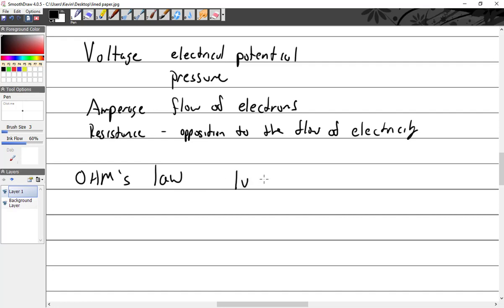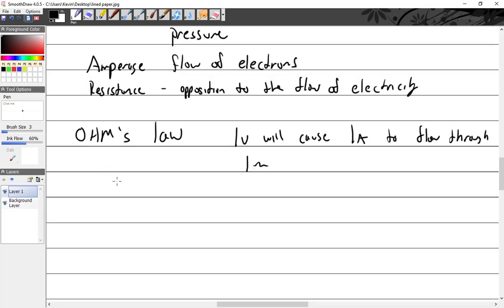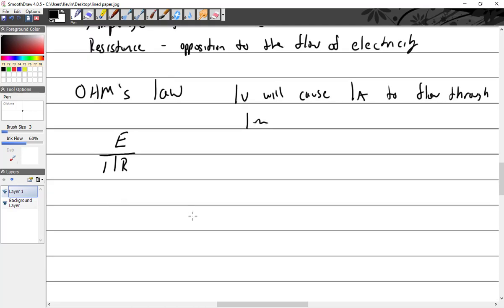One volt will cause 1 amp to flow through 1 ohm. And that can be expressed as the expression E, I, and R. We're going to cover that a little bit more. Then we have Kirchhoff's laws. And this is where we're going to spend a lot of time.